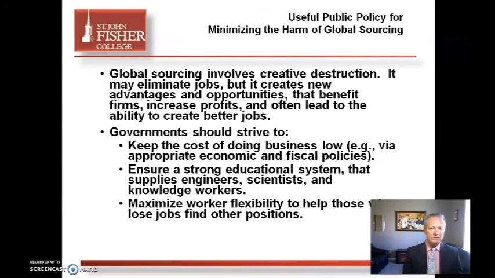Global sourcing does involve creative destruction. We lose jobs, which is the destruction, but we create better products at a lower cost, which is the creation. So government should strive to keep the costs of doing business low. They should focus on the consumer. They should focus on the target market. They should focus on what needs to be done as we work through that.